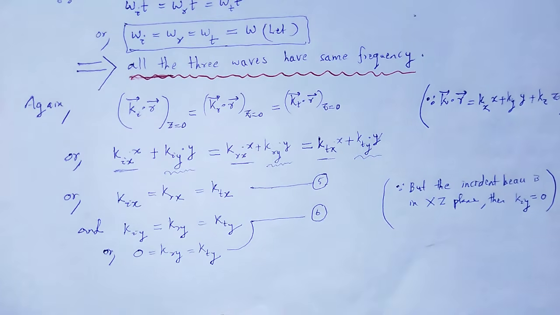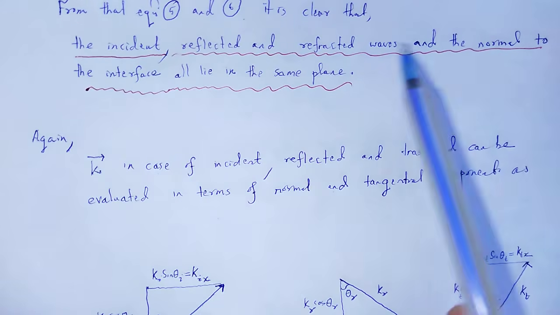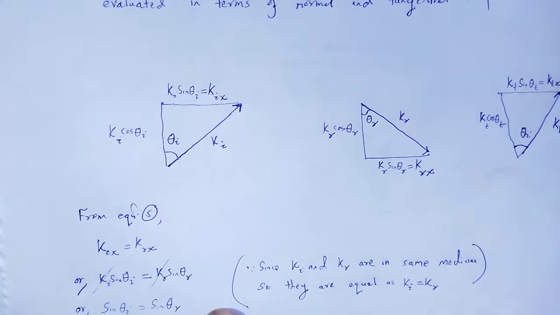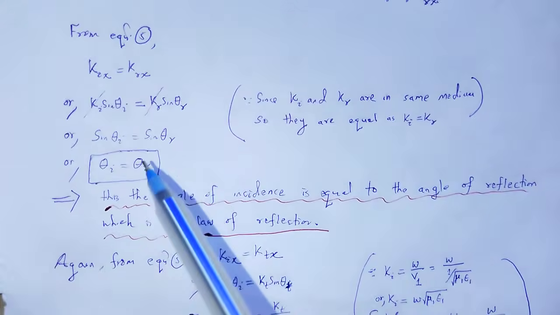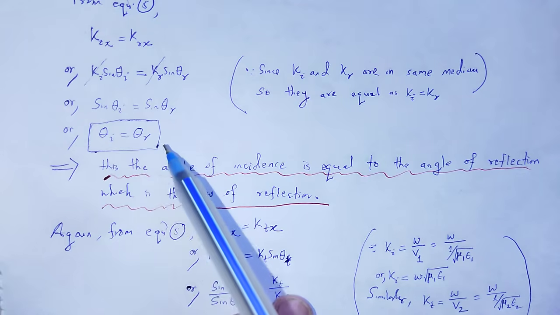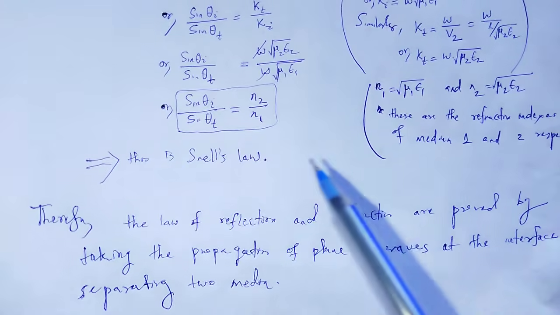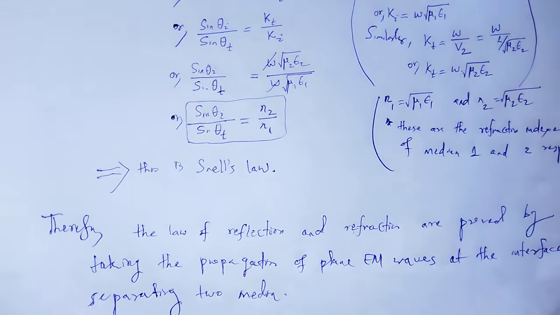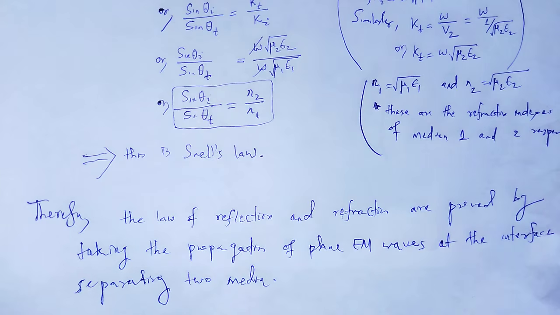Next, it is shown that the incident, reflected and refracted waves are normal to the interface and all lie in the same plane. For the incident wave, reflected wave and refracted wave, from the equation it is clear that the angle of incidence is equal to the angle of reflection, which is the law of reflection. Again, it can be shown as Snell's law, and finally we prove the laws of reflection and refraction by taking the propagation of electromagnetic waves at the interface which separates the two media.